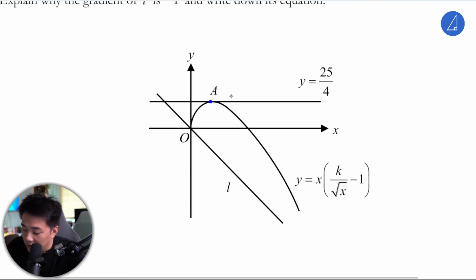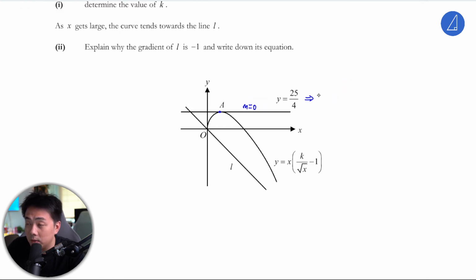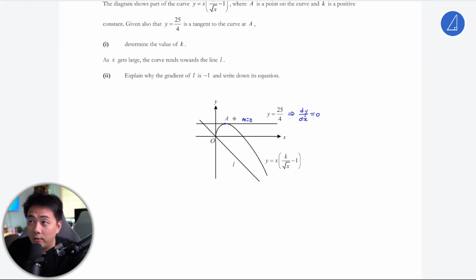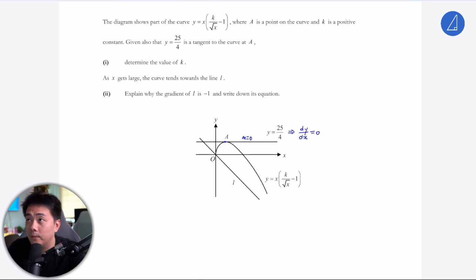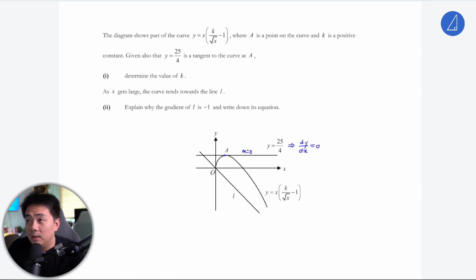So now the first thing is to understand that if this is a horizontal line, you know that the gradient here is 0. That's the first thing. And if you're not too sure, you could just do a quick differentiation of this line equation. When you differentiate the constant, you get 0 as well. So it should tally with what you've learned in lower secondary school and what you've learned now. So determine the value of k.